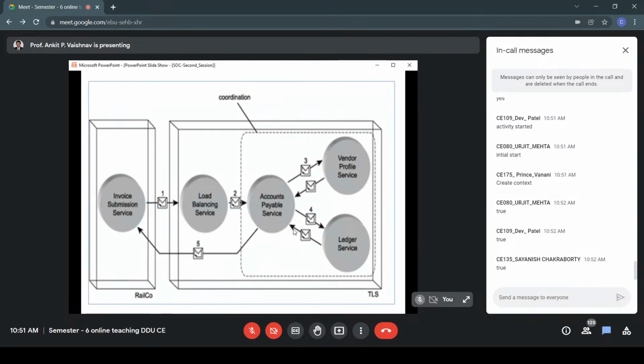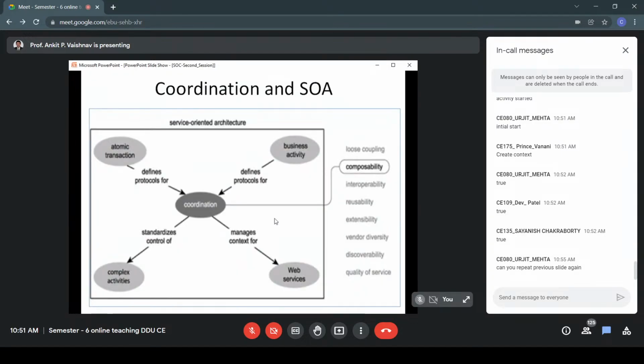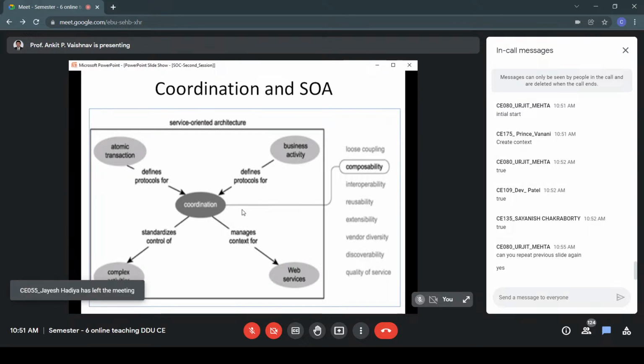Now, let us look at the example. An invoice is going to be submitted to the accounts payable service, but it is received by a load balancer in between, as we all know. So the coordination is going to start from the account payable service. The account payable service will be your application service, and that service will be calling the activation service for context creation. Yes, sure, I'll repeat. Coordination provides support for composition. Is that point clear to you, Rujit? If you have coordination, then we can achieve composability.